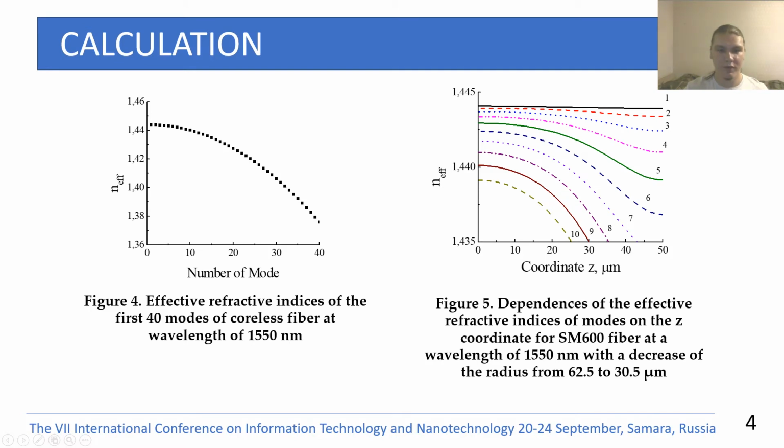To calculate the field at the output of the structure, we found the values of the effective refractive indices of all modes of the fiber of the insertion. To calculate the values of the effective refractive indices of the tapered fiber, it was assumed that the change in the fiber radius occurs according to the Cassini law.